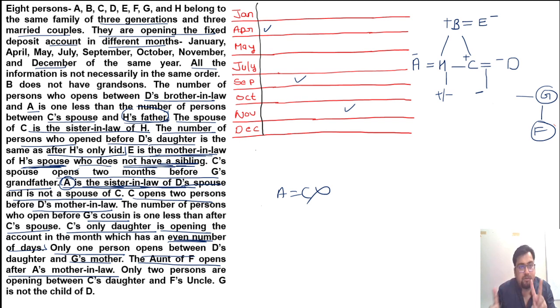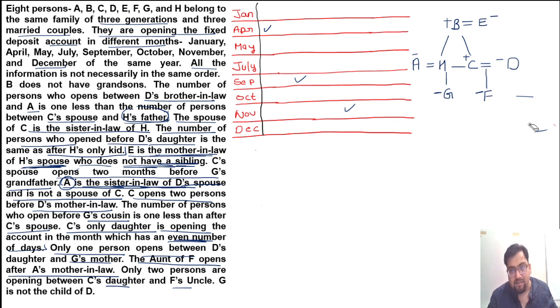Now B does not have a grandson. That means both the children are of female gender. Both are female. Only 2 persons open between C's daughter and F's uncle. We will check later on. But the last line is very important: G is not the child of D. That means definitely G will come here, and definitely F will come here. And now your family tree is completed properly.